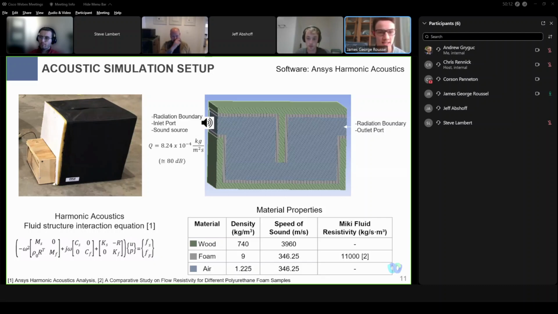And then the Q equals 8.24 times 10 to the negative 4 there. That's the mass source that is actually the sound source. The way ANSYS works is that you have to apply a mass source there to act as the sound source, and this value equals about 80 decibels.